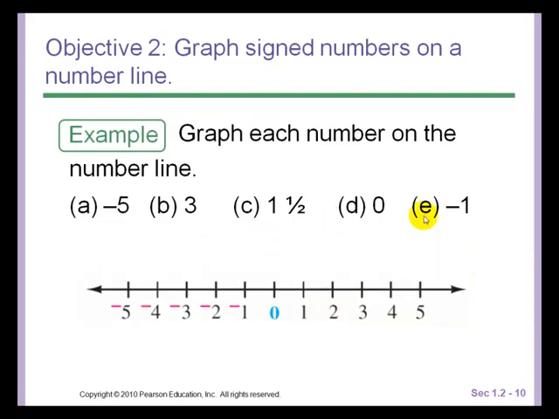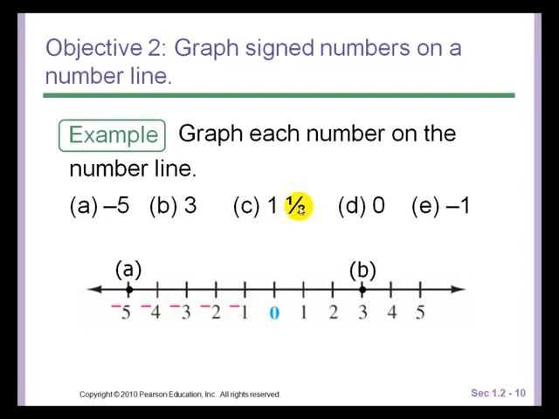So now we'll graph each number on the number line. We'll start with A, negative 5. So it's negative, so it's to the left of 0, and you just go to where its spot is, and then you draw a dot. B is 3, it is positive, so it's to the right of 0. It will be right here, so we put a dot.